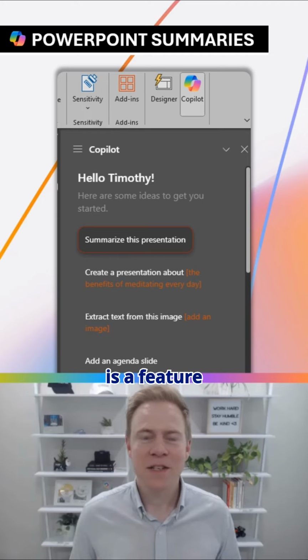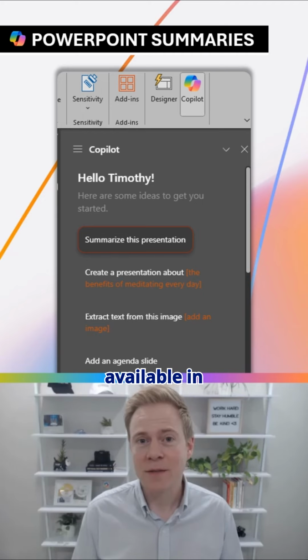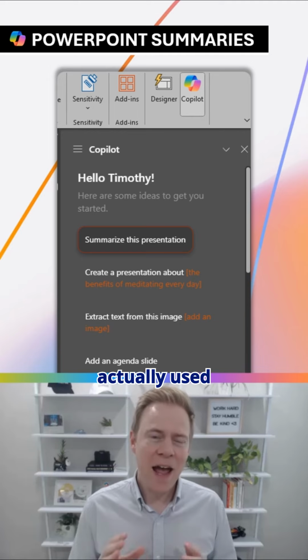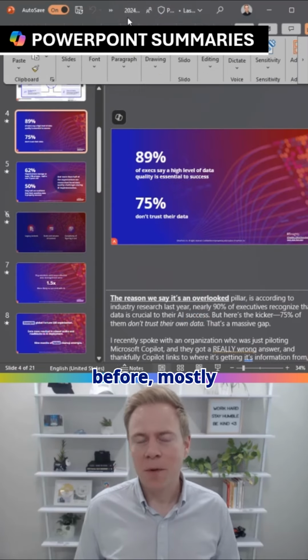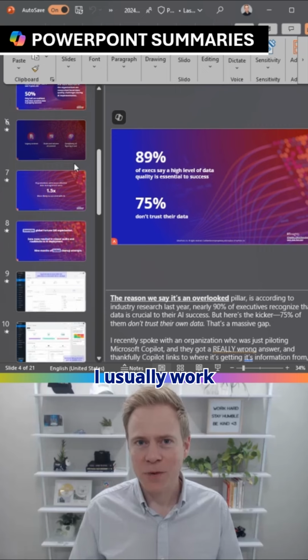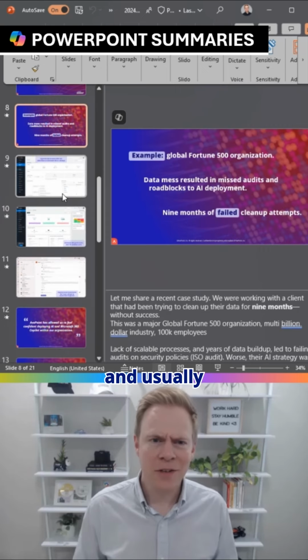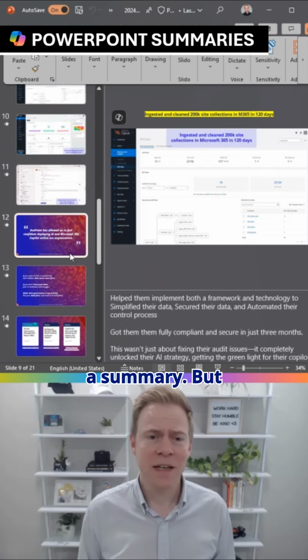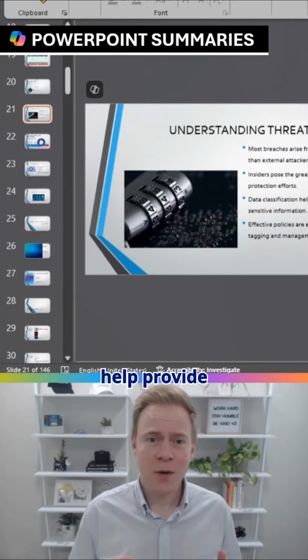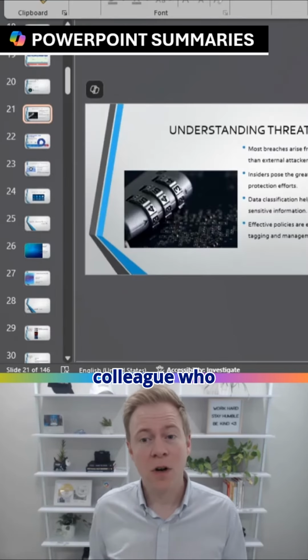Summarize this presentation is a feature that I always knew was available in Copilot in PowerPoint, but I'd never actually used it in a real world setting before, mostly because most of the presentations I usually work with are 10 to 20 slides long and usually pretty self-explanatory and don't need a summary.